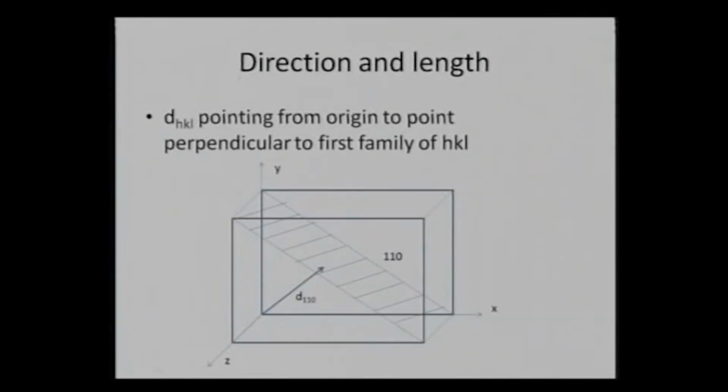So coming back to it, the direction and length in the reciprocal space will be more like this, that my DHKL plane is pointing from origin to the point. So this is the origin and it is to a point. So this is plane 110, and now this particular point is perpendicular to the first family of HKL. So now I have plane 110. So the overall point towards it, or the DHKL pointing from origin to this particular point, will be my particular plane in the reciprocal lattice with its direction of D110.